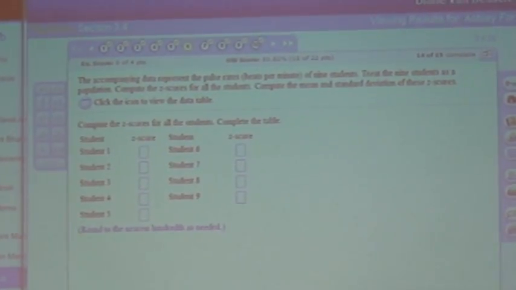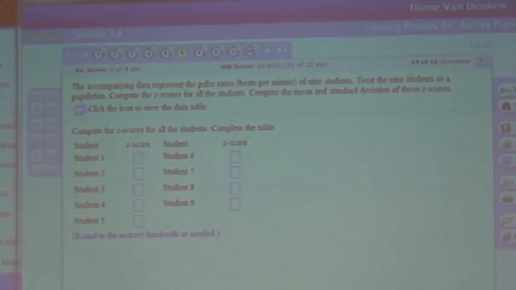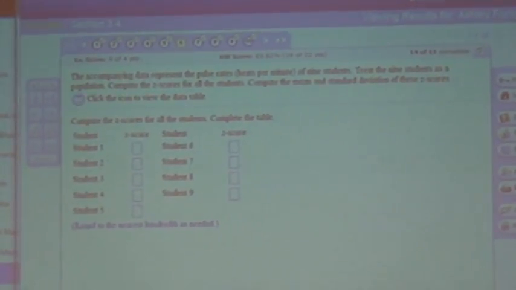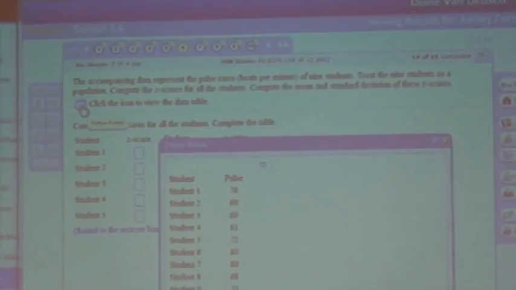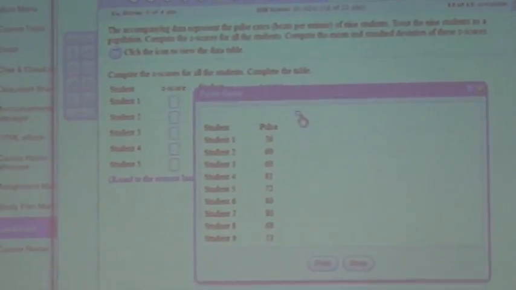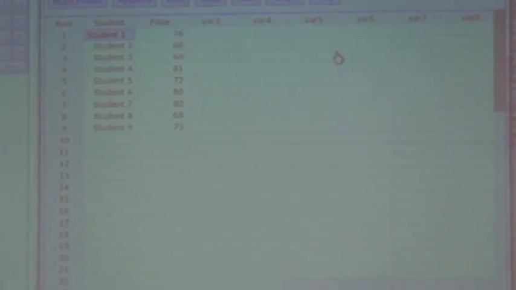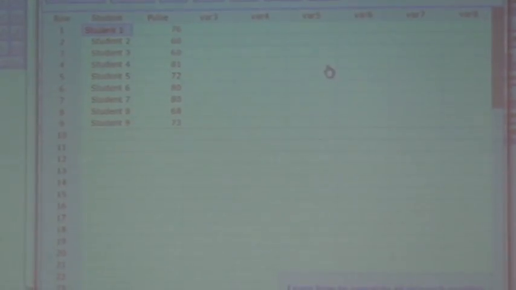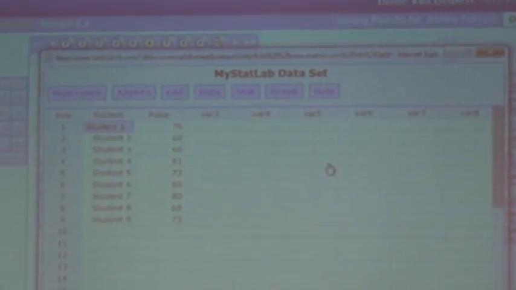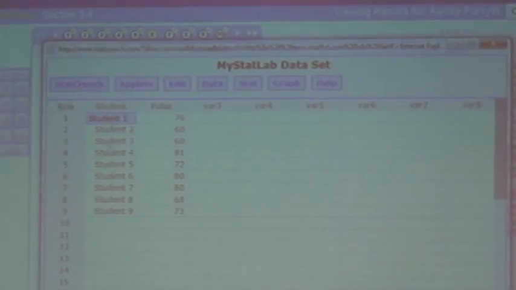And so let's click to open that data. And again, this is 3.4, number 6. Okay, so there's the students, there's their pulse rate. Let's click that little box and open that puppy in StatCrunch. So there's our 9 students, all their pulse rates.